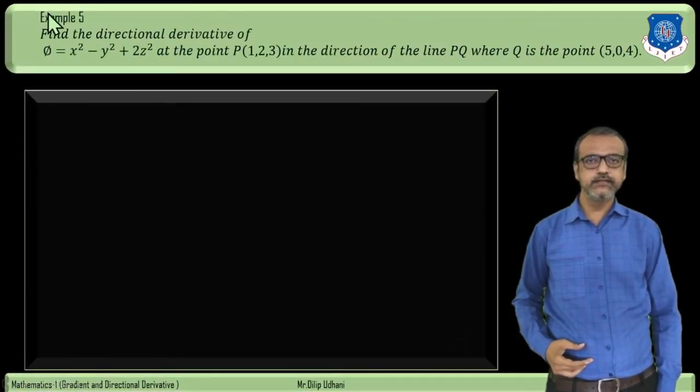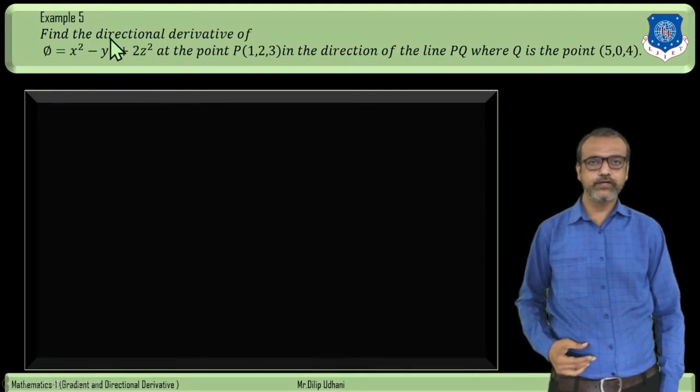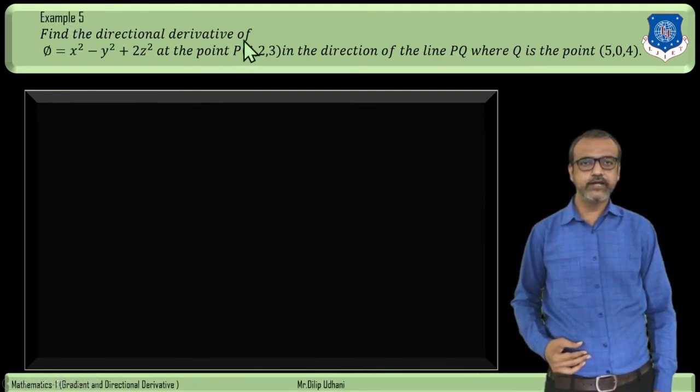Now we will see example number 5, that is find the directional derivative of the surface phi equals x square minus y square plus 2z square at the point P (1, 2, 3) in the direction of the line PQ, where Q is the point (5, 0, 4).